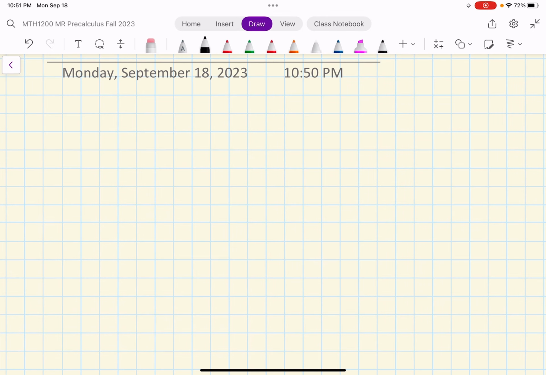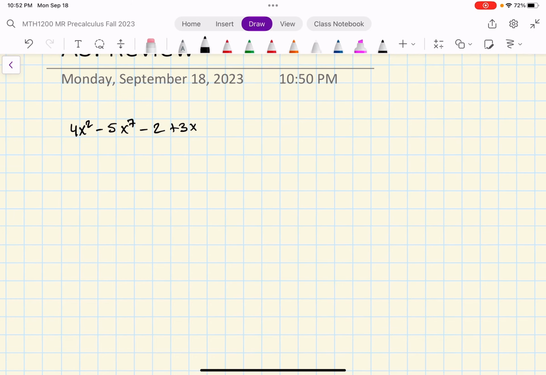When it comes to polynomials, remember how to write a polynomial in standard form. So let's say we have something that looks like 4x squared minus 5x to the 7th minus 2 plus 3x. This is a polynomial, but it's not in standard form. To be in standard form, the exponents have to go in descending order. So in standard form, it would be negative 5x to the 7th plus 4x squared plus 3x minus 2.